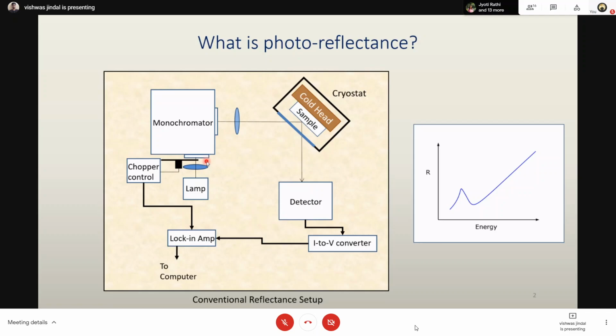And now you know the frequency at which the chopper is operating. You feed that frequency to the lock-in amplifier, and now your response is also at that frequency only, and you feed your response to the lock-in amplifier. Now what the lock-in amplifier does is, it only measures the part of the response which is riding on this frequency, and it will suppress all the other responses.